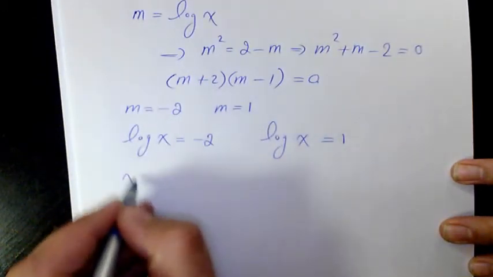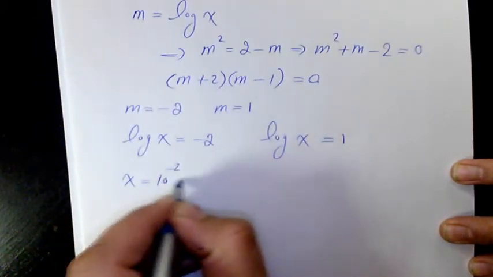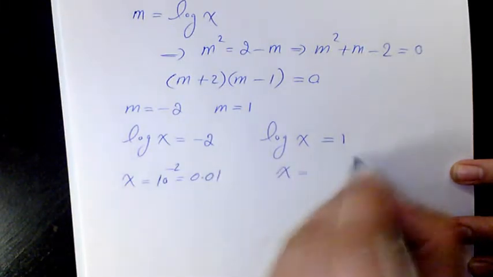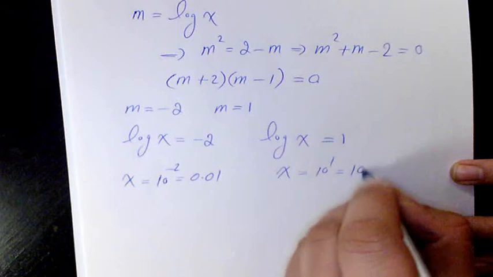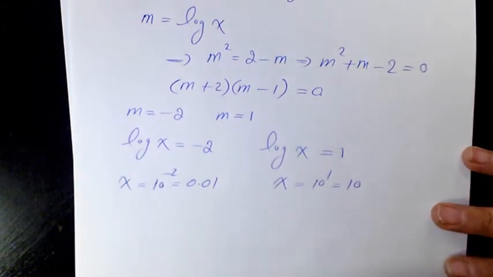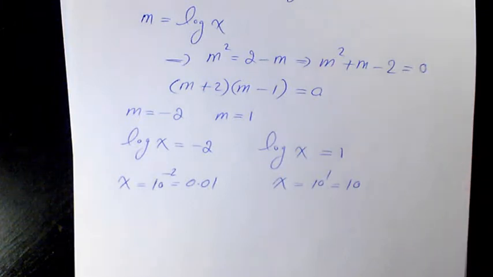In this case, it's going to be x equals 10 to the power of -2, which is 0.01. In this case, it's going to be 10 to the power of 1, which is going to be 10. So these are going to be the two answers. Next example.